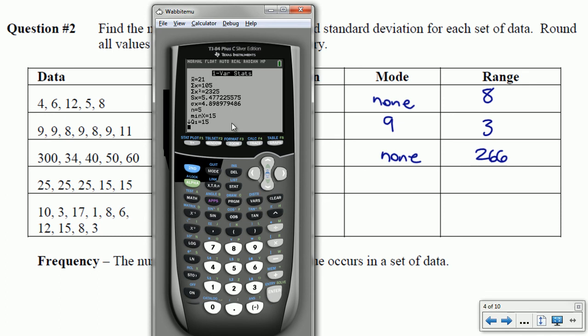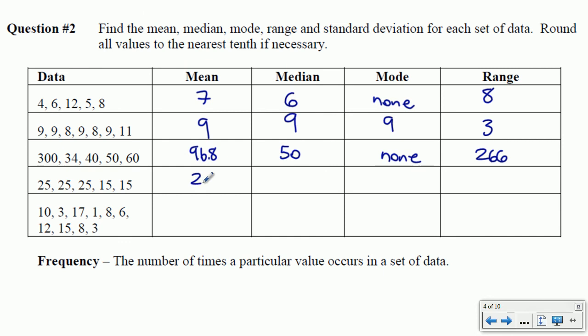An important distinction between sample standard deviation and population standard deviation: we would use sample standard deviation if we're sampling part of the total population, and we would use the population standard deviation if we're assuming that we have the entire population sampled. So for this row we would have 21, 25, 25, and the range is 10.